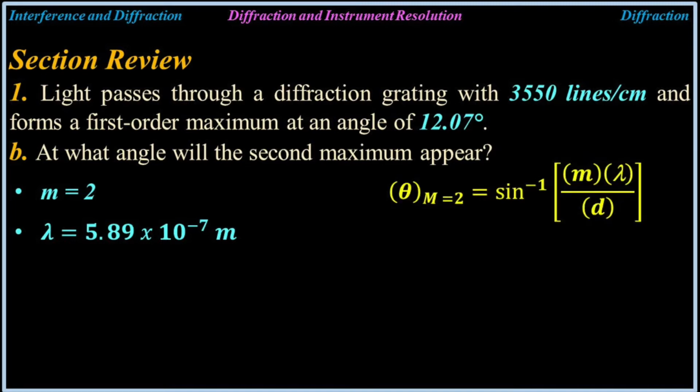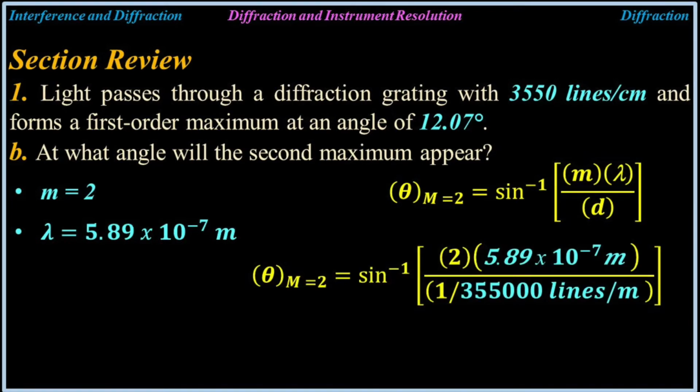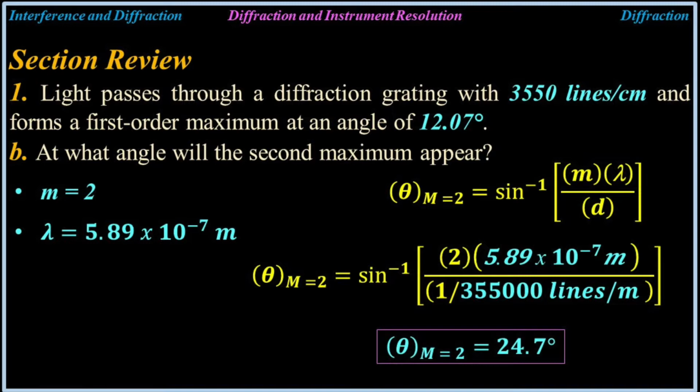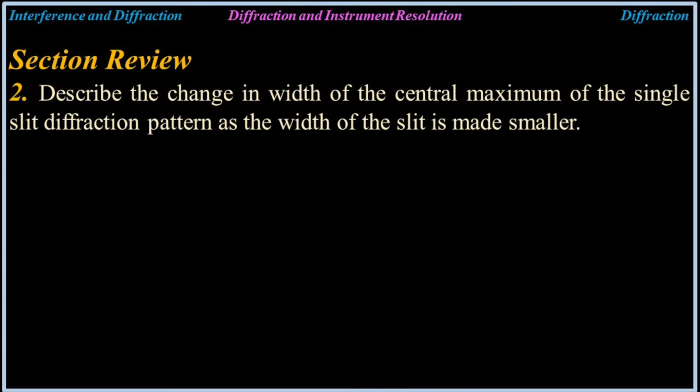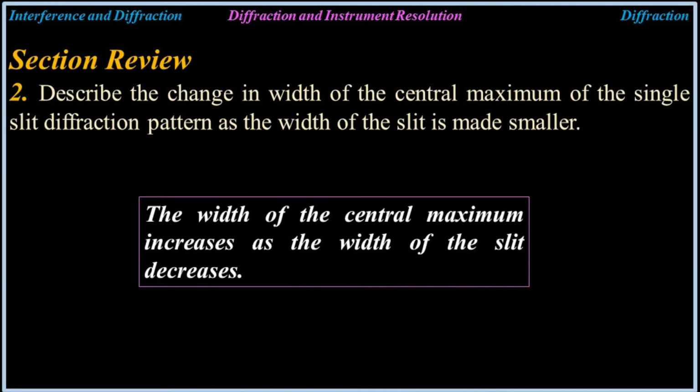And we simply plug in the values. And we bring the lines per meter forward, and we get 24.7 degrees. Number 2, describe the change in width of the central maximum of the single slit diffraction pattern as the width of the slit is made smaller. The width of the central maximum increases as the width of the slit decreases.